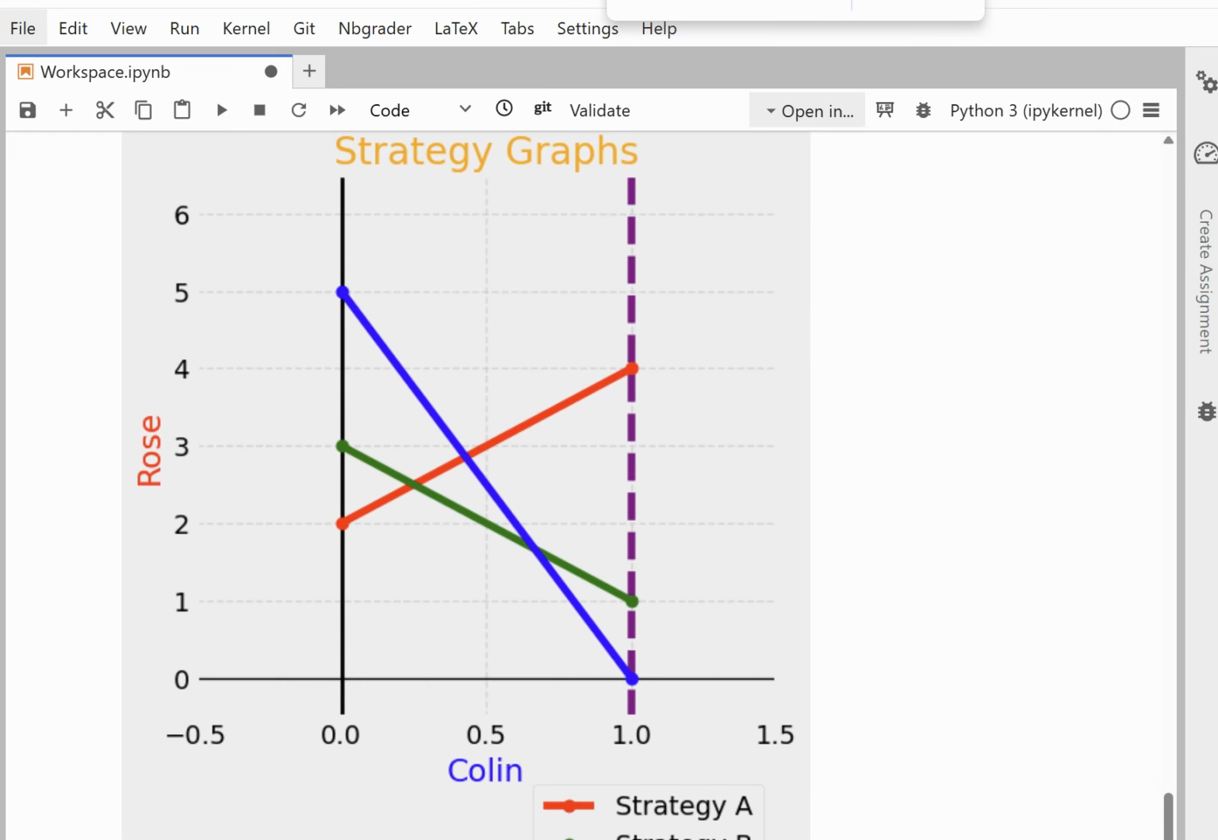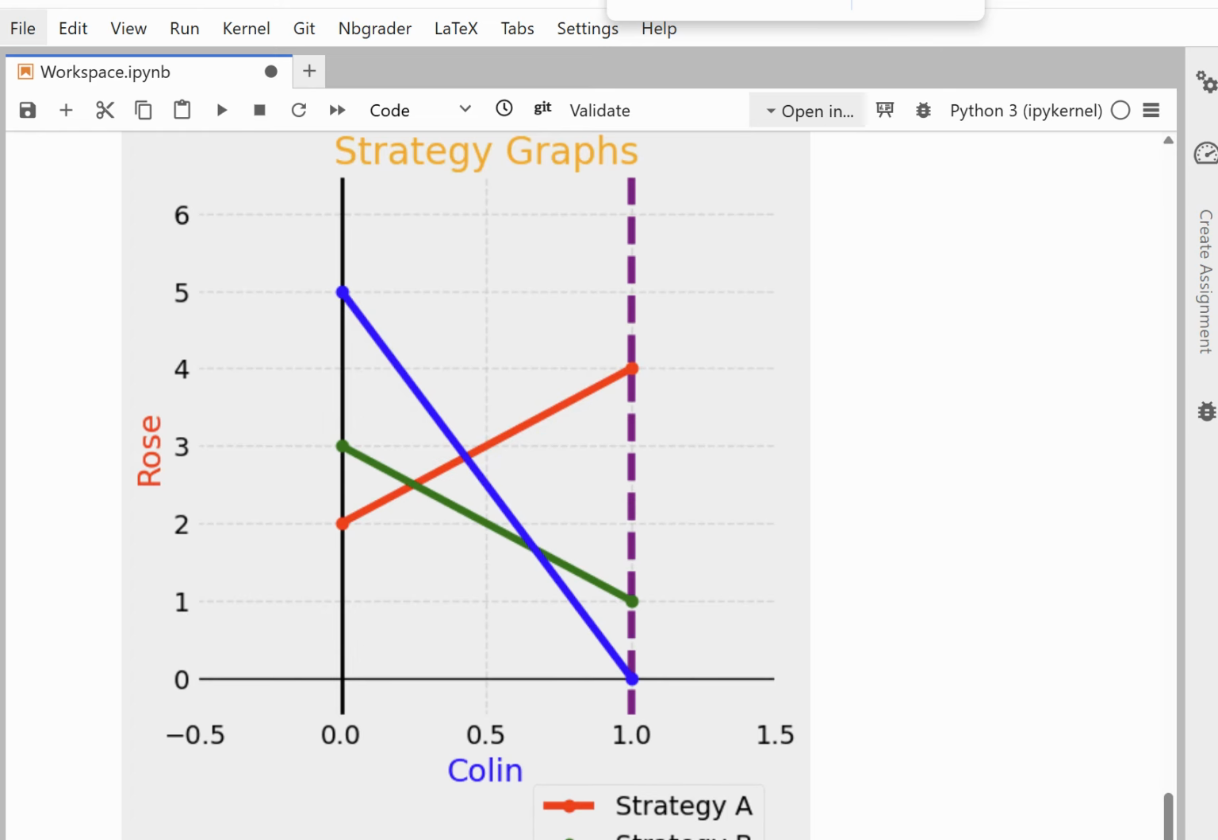Except what are we doing now? We're playing along the upper envelope. Why? Because Rose has 3 strategies and Colin only has 2 now. So with Rose's 3 strategies, right, she's going to try to play along the upper envelope. What's Colin going to do? Colin is going to try to minimize the value along the upper envelope.